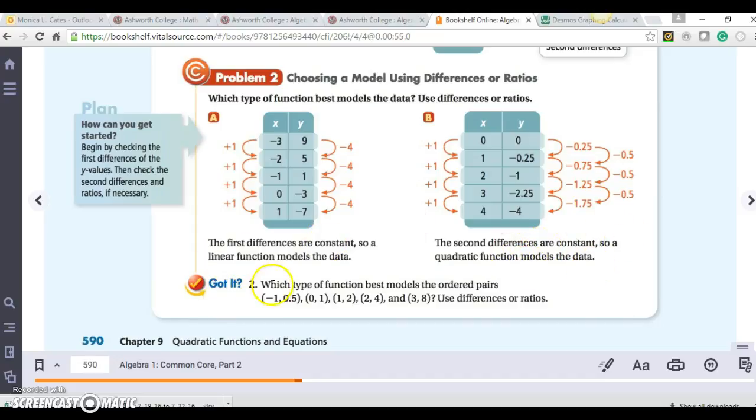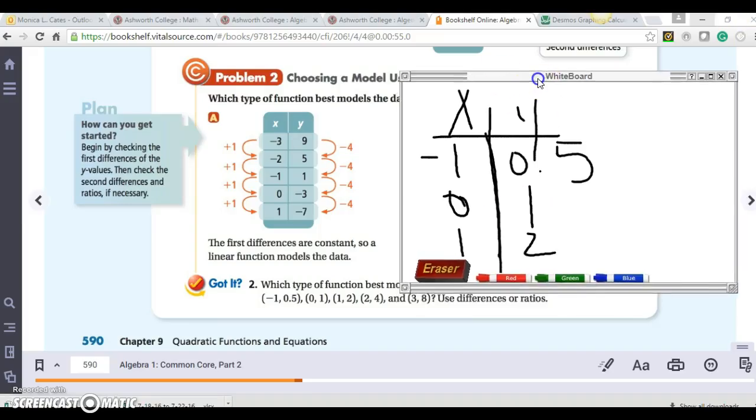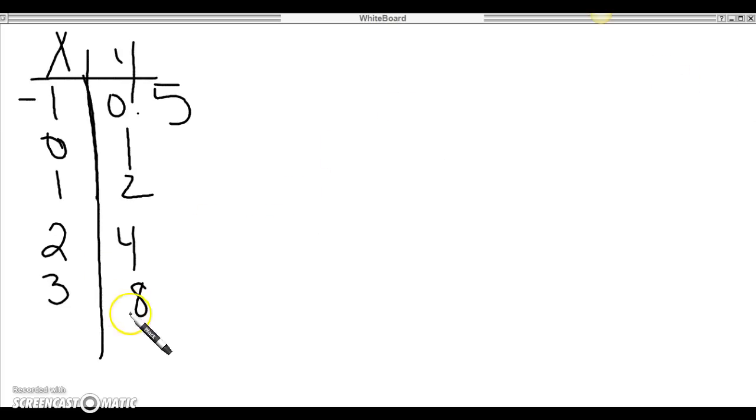Let's look at guided number 2. It says, which type of function best models the ordered pairs? So I've written it here on my whiteboard, and I put it in table form. And as you can see, I have -1, 0, 1, 2, 3, and 4 for x, and the y values 0.5, 1, 2, 4, and 8. And so I'm going to look at my x values first.